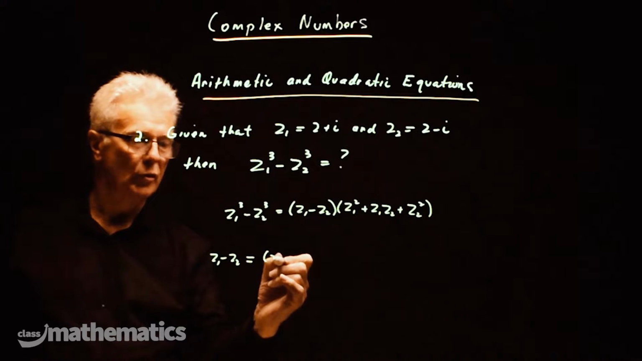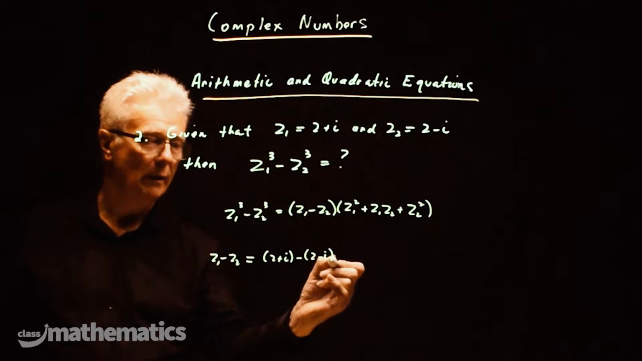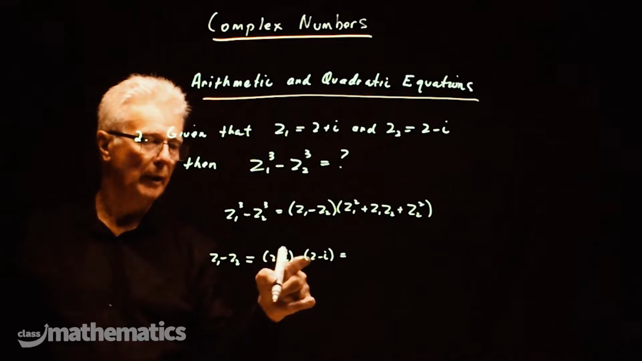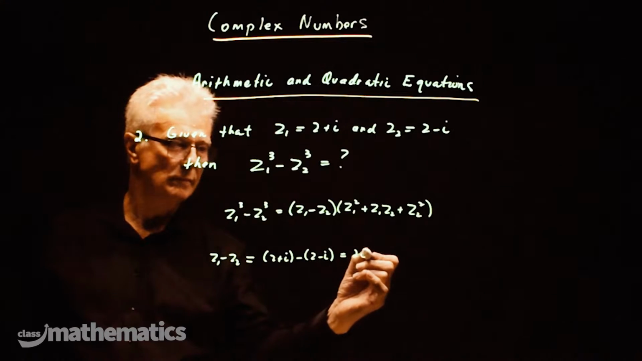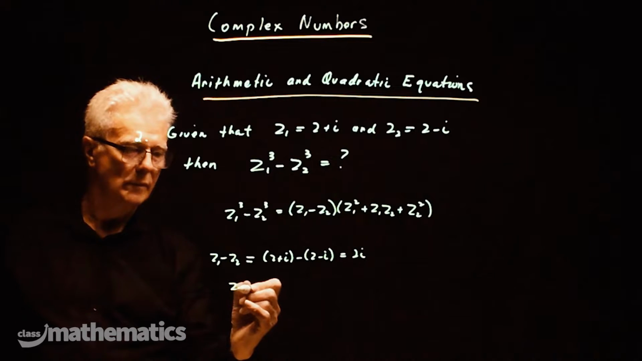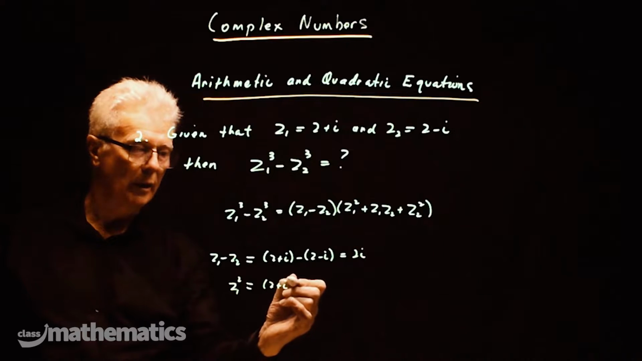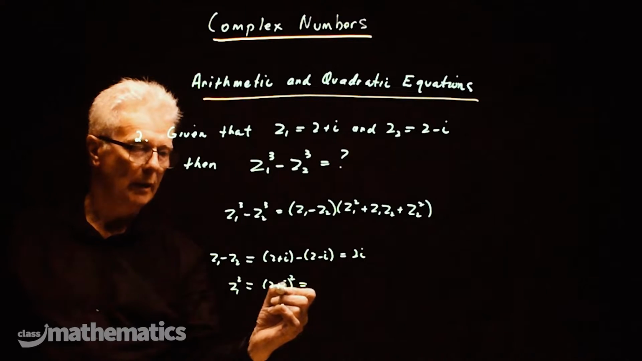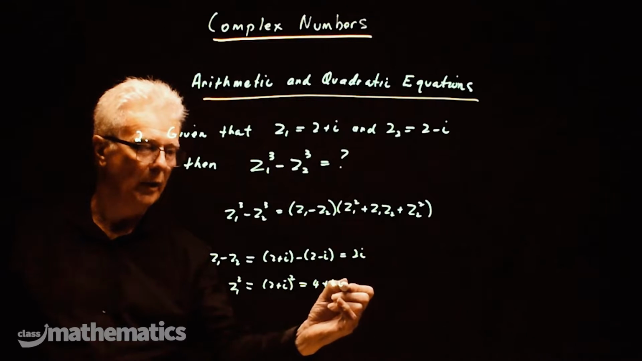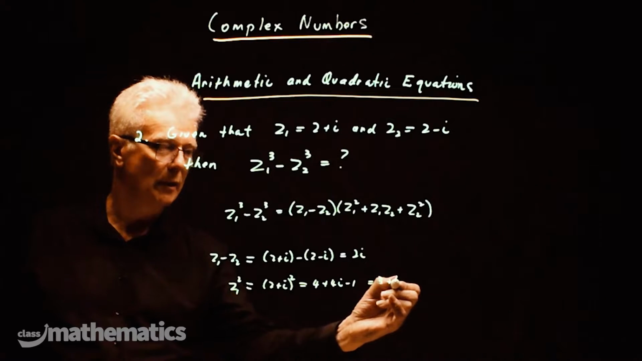Right, so z1 minus z2, that's pretty easy. It's going to be 2 plus i minus 2 minus i. And that's going to give me, the 2s will go out, and I'm going to get plus 2i here. Now, z1 squared is equal to 2 plus i all squared. So that'll be 4 plus twice the product, plus 4i, minus 1, which is 3 plus 4i.